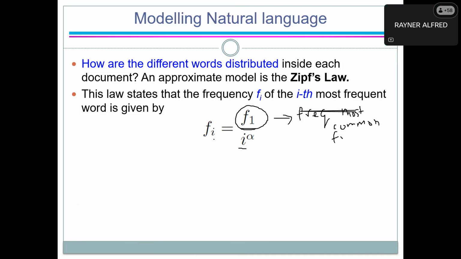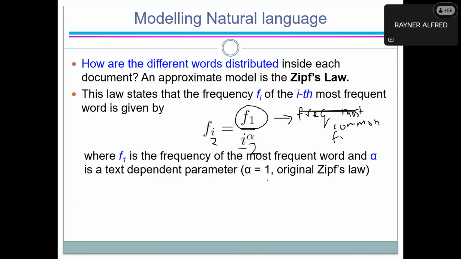The second one, for example this is 2, will be half of this, because alpha is always 1. For example, if your most frequent term, term 1, is 10, that means your term 2 will be 5. This is the number of occurrences: term 1, 10 times, and then term 2 is around 5, and term 3 is around 3, and so on, because of this.